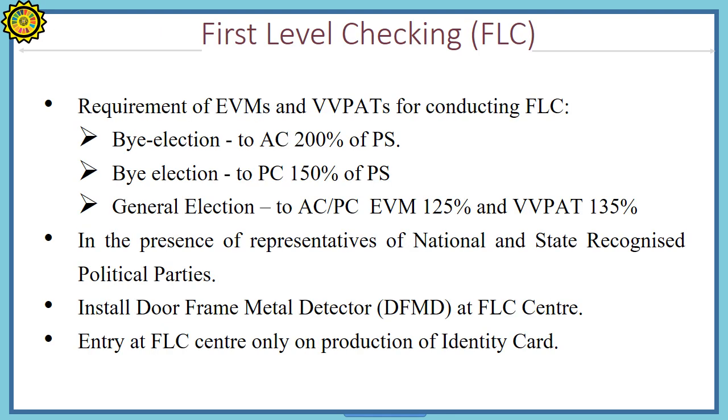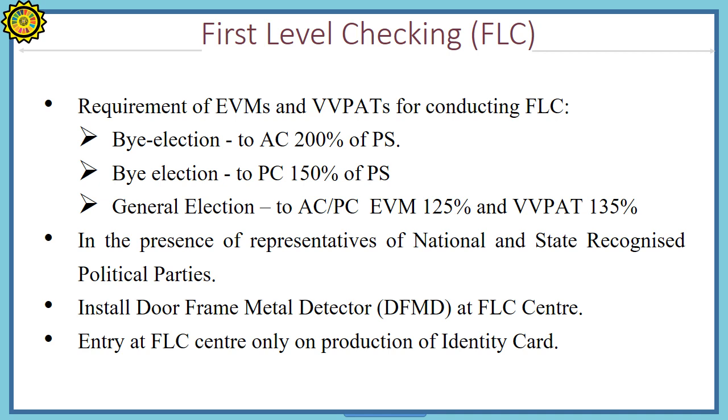First level checking, that is FLC. Requirement of EVM and VVPAT for conducting FLC. By-election to Assembly constituency, 200% of polling stations. By-election to Parliamentary constituency, 150% of polling stations. In case of general election to AC or PC, EVM 125% and VVPAT 135%.